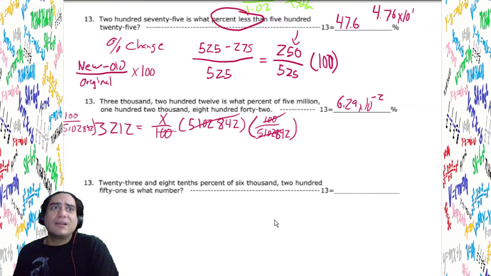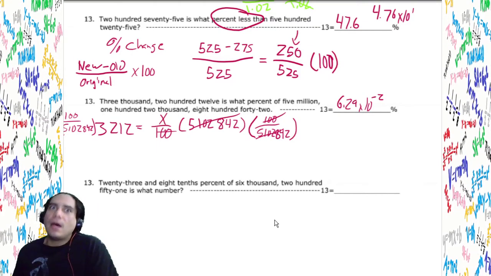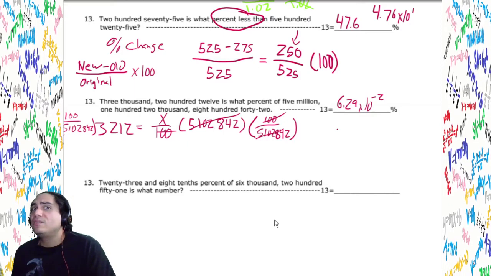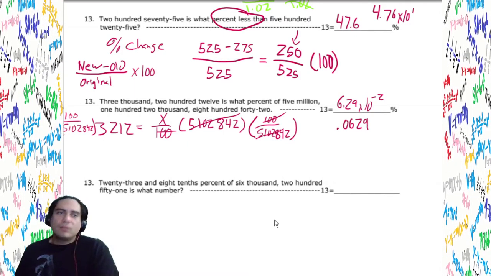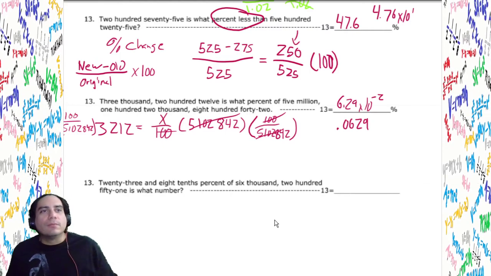Which makes sense, because 3,000 is a lot smaller than 5 million. That's why this percent is not even a whole number. It's less than a whole number, okay? So both ways work. Okay, let's do the next problem.